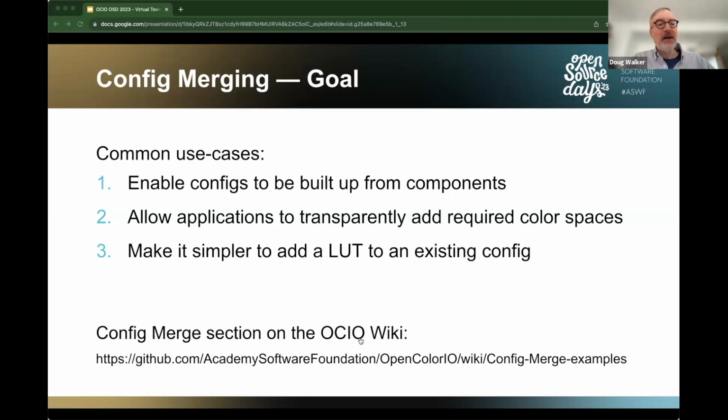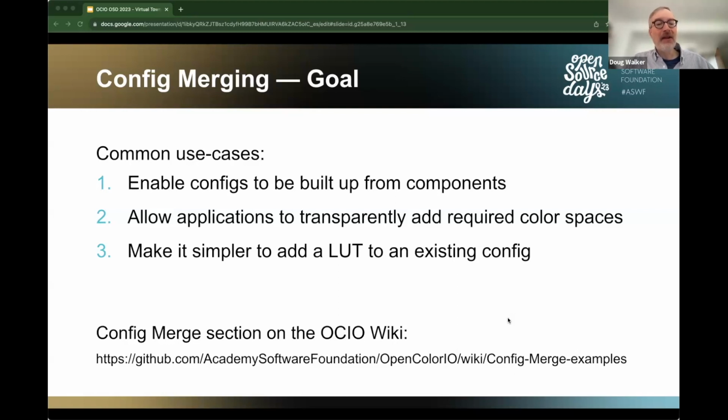Another one is some applications have a need to add certain color spaces. So for example, a camera log color space, or like sRGB or Scene Linear Rec 709. And they're able to do this today using the API, but it's a little bit opaque to config authors. And the config merging feature would allow applications to publish their merge config. And that way config authors can know exactly what color spaces an application would need to add.